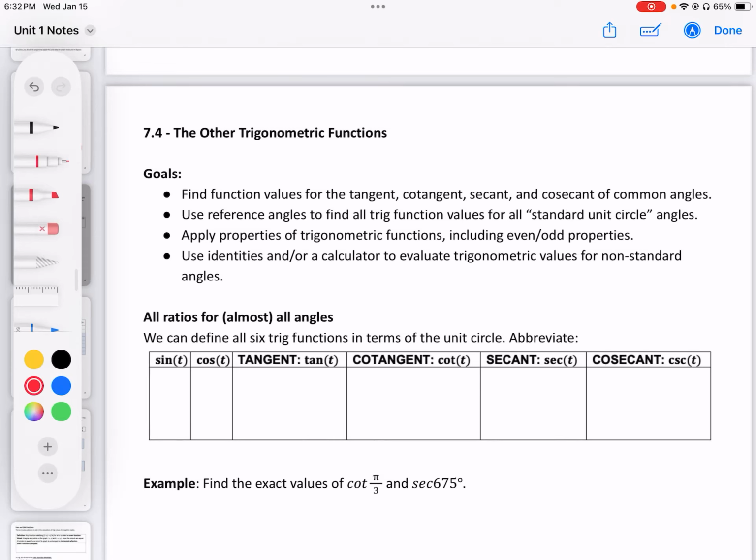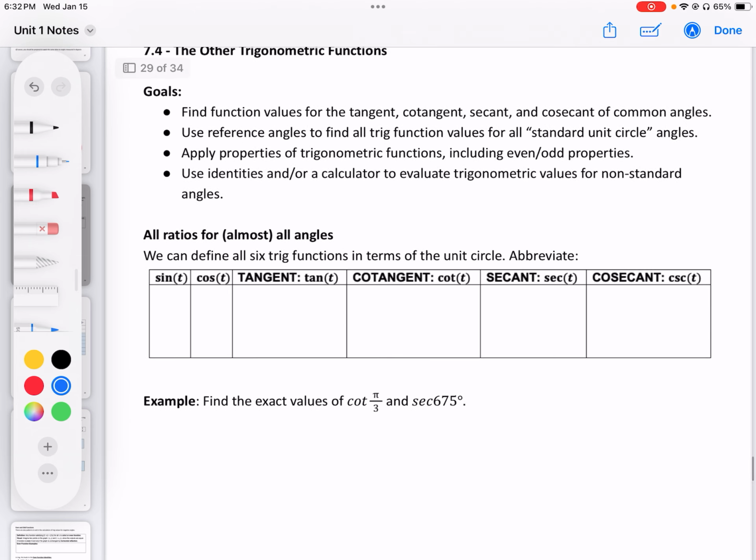This section covers 7.4, the other trigonometric functions. So in this lesson, we're going to work with cotangent, tangent, secant, and cosecant from the common angles on the unit circle, as well as finding reference angles and applying different properties. Okay. We have some ratios that we can jot down.